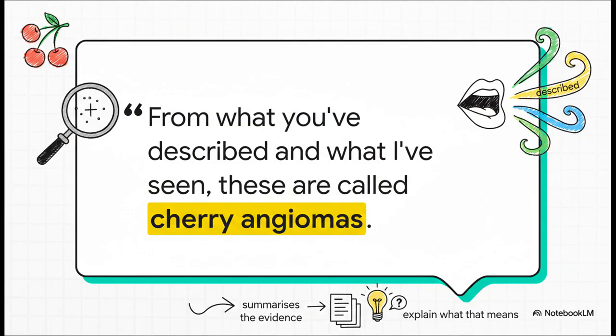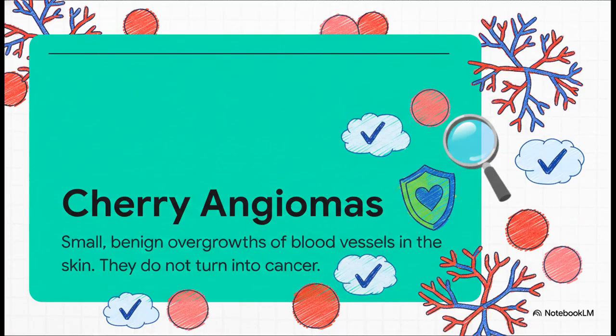Your very next move is to immediately explain what that means in simple, easy-to-understand language. This explanation is brilliant because it does 2 things at once. First, it explains what they are, just small overgrowths of blood vessels. But more importantly, it directly tackles the patient's main concern from ICE. That word benign is the single most powerful piece of reassurance you can give him.